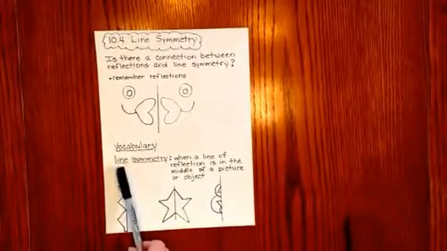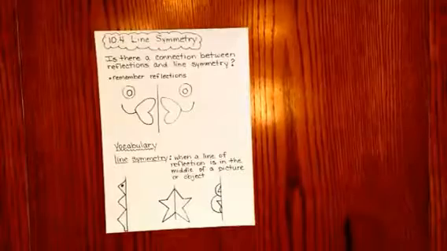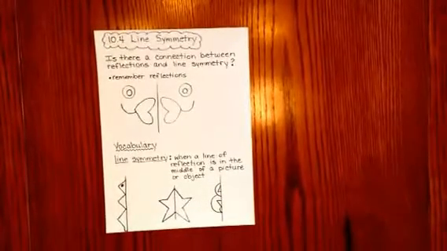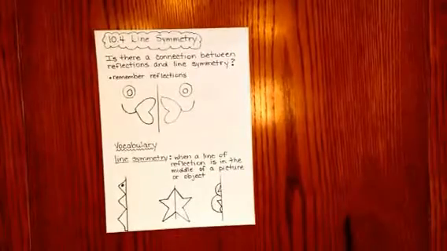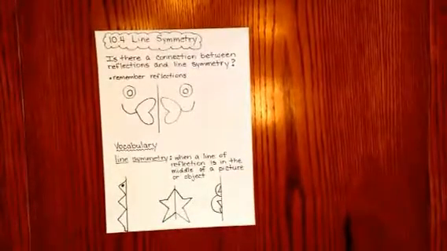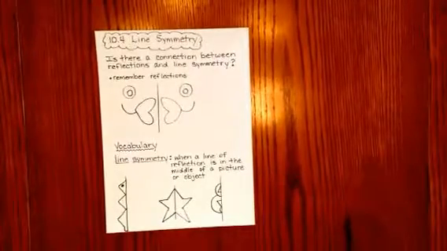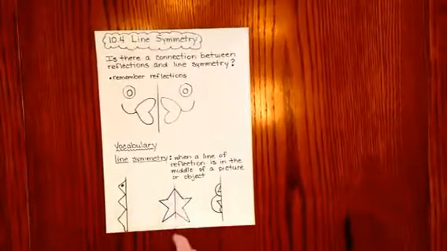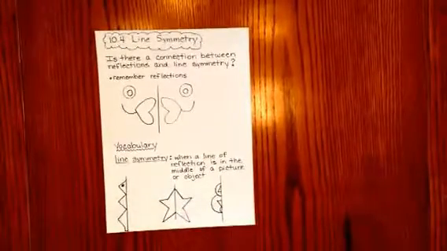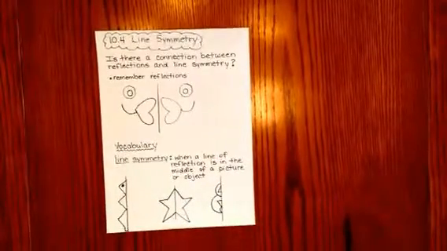We have the word line symmetry. And line symmetry is when a line of reflection is in the middle of a picture or object. And so down here at the bottom of my paper, I tried to show you a line of symmetry here in the middle of a star, but since I didn't have a mirror, it didn't turn out exactly the way I had planned, and stars are kind of difficult to make anyway.